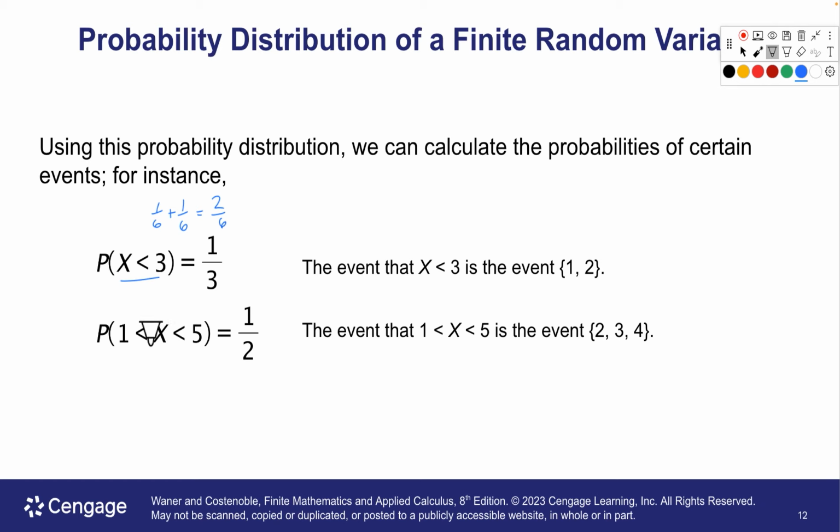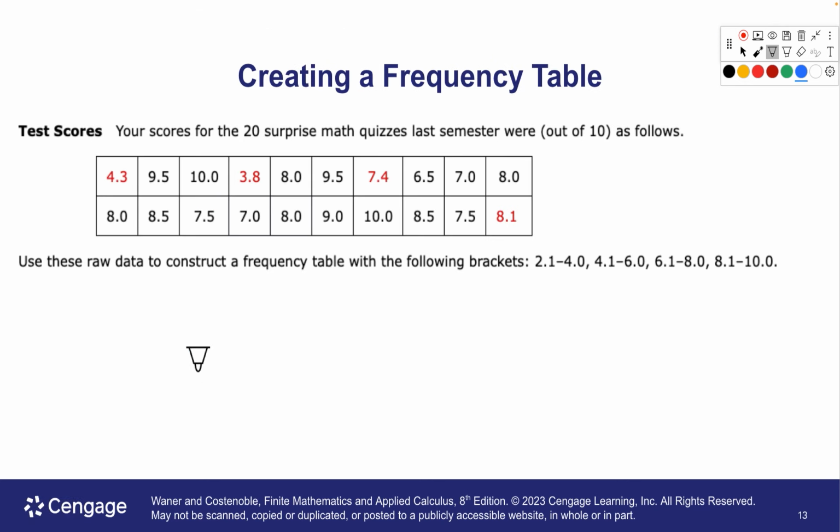Probability that x is greater than 1 but less than 5? Well, that means x is a 2, 3, or 4. So we add those together: 1/6 plus 1/6 plus 1/6. When you add that, you get 3/6, which is 1/2. So again, nothing incredibly new, just a different way of asking the questions using random variables.